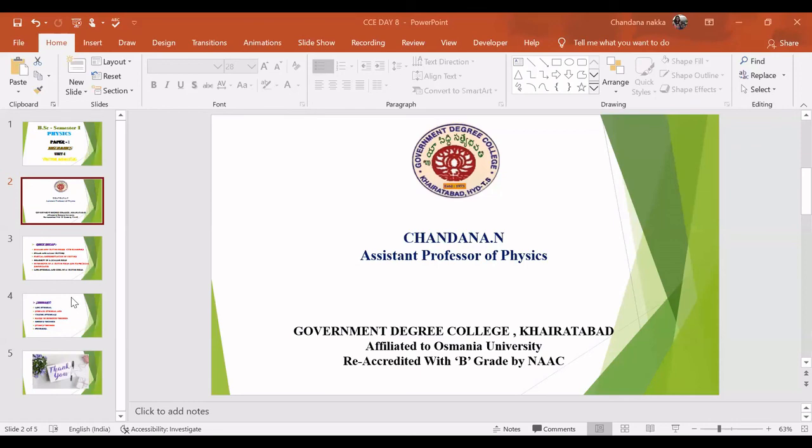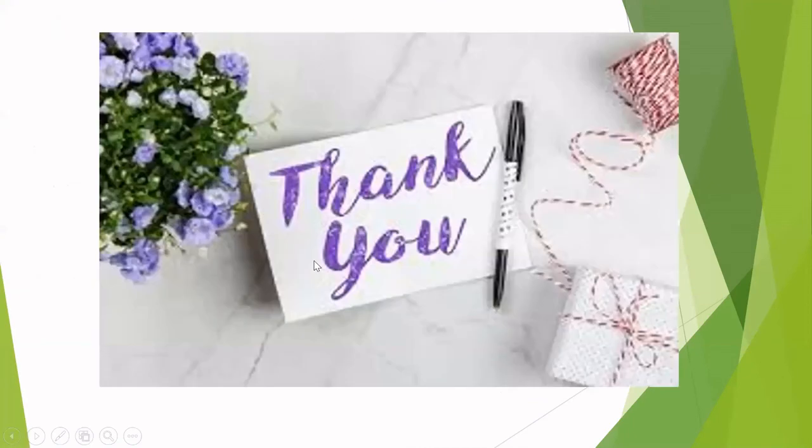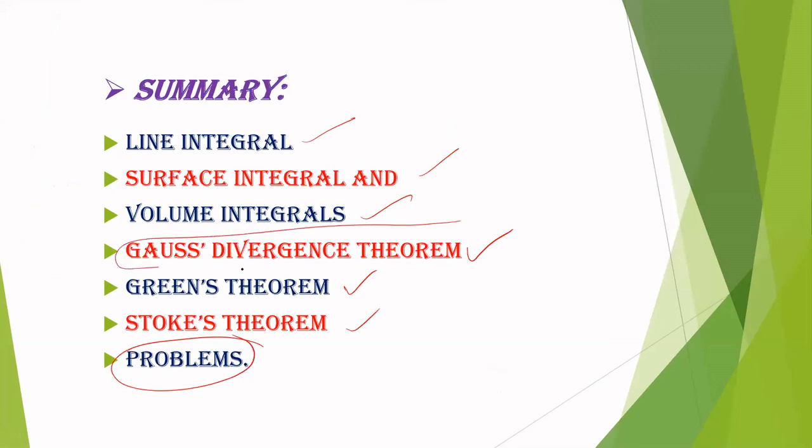So that is a brief summary. First we have line integral, surface integral, volume integrals, and then Gauss divergence theorem, Green's theorem and Stokes theorem. Let us see Gauss divergence and Green's in the next class. So we have learned line integral, surface integral, volume integral, and Stokes theorem. And problems also we have to see along with Gauss divergence and Green's theorem in the next class.